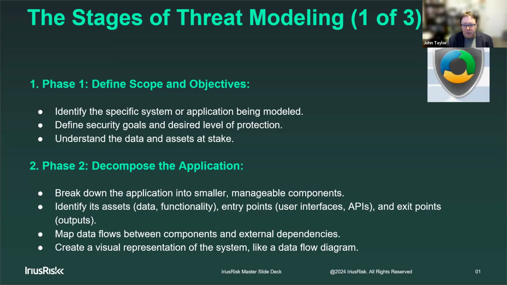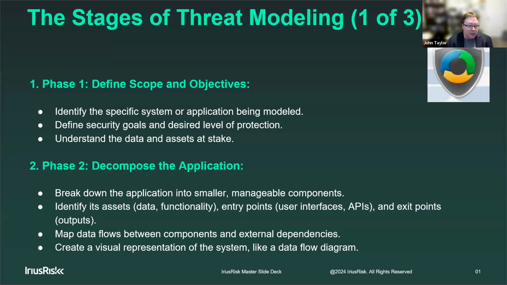So first off, when you're building a threat model, you have to define scope and objectives. That basically is saying, what are we going to model? What parts of a product might we model? And also establishing our goals and desired levels of protection. We have to understand the data and the assets that are at stake, working with the business to figure out what those things are. So what are we going to build? What are we going to model?